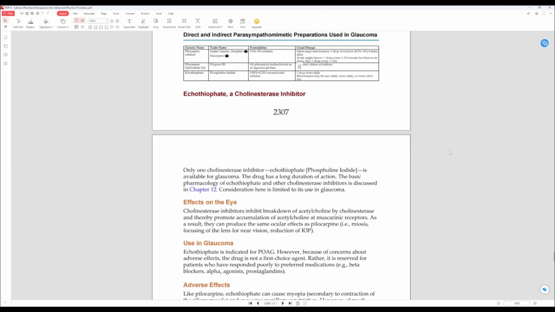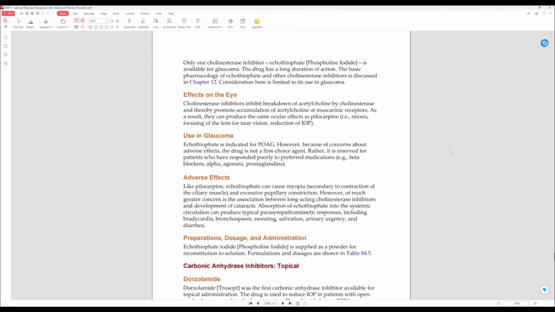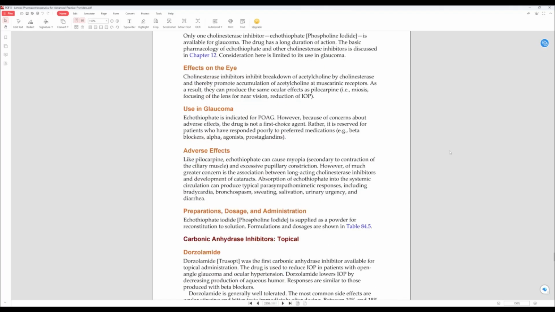Ecothiophate, a cholinesterase inhibitor. Only one cholinesterase inhibitor, ecothiophate, is available for glaucoma. The drug has a long duration of action. The basic pharmacology of ecothiophate and other cholinesterase inhibitors was once again discussed in Chapter 12. Considerations here are limited to its use in glaucoma.